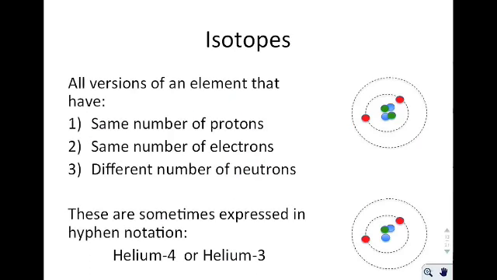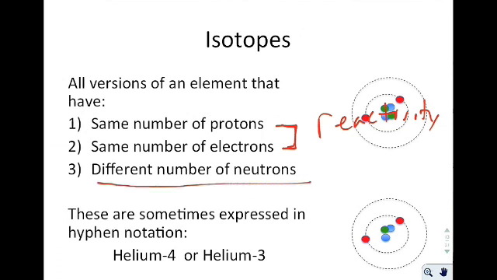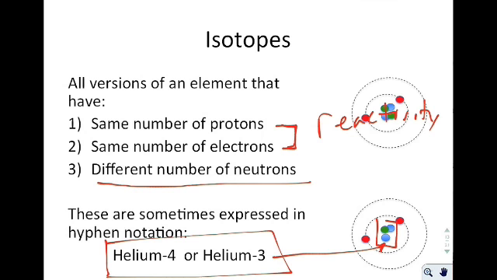Isotopes are atoms that have the same number of protons, the same number of electrons, and because of this, they have the same reactivity. You can't tell the difference between them chemically, what they bond with, but they do have a different number of neutrons, and therefore a different amount of mass. A lot of times you will see them referred to as helium-3 or helium-4. This one right here would be helium-3 because it has an atomic mass of 3, or it has 3 things in the nucleus. This one right here would be helium-4 because it has 4 things in the nucleus.